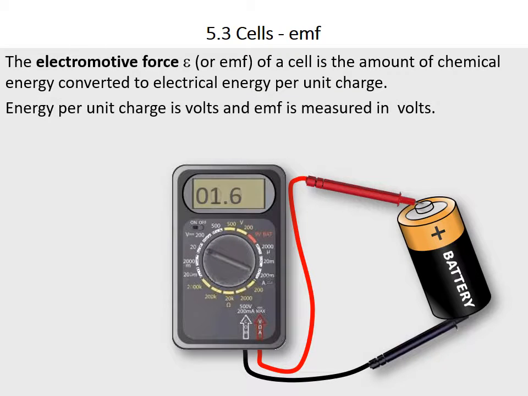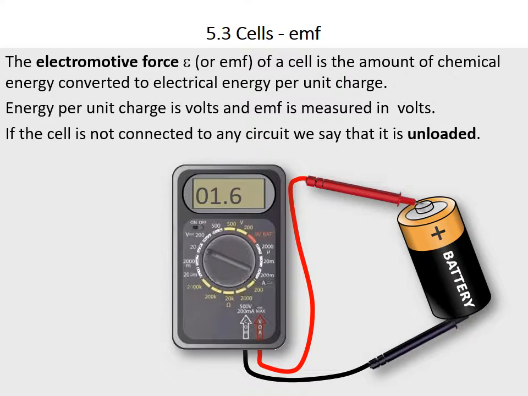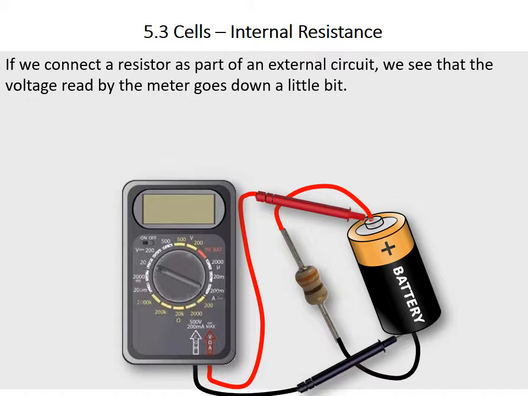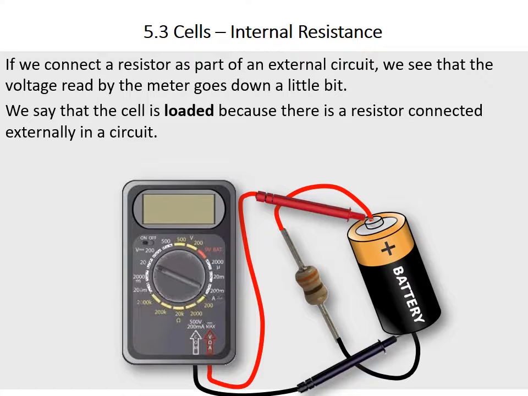Not quite a force. Okay, you can measure the potential difference across the terminals of the battery, and when you do this without any type of component attached to the battery, without any external resistor, we say that this is an unloaded circuit, so you get a certain value for the voltage in this setup. If we connect a resistor as part of an external circuit to the cell, we can see that the voltage read by the meter goes down a little bit, and we say that this cell is loaded because there is actually an external resistor connected to it.